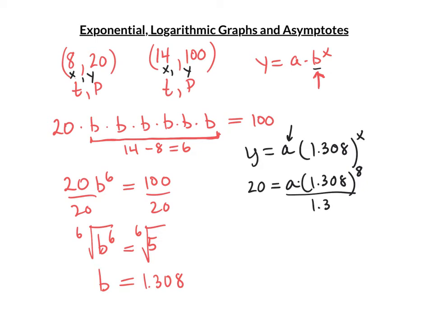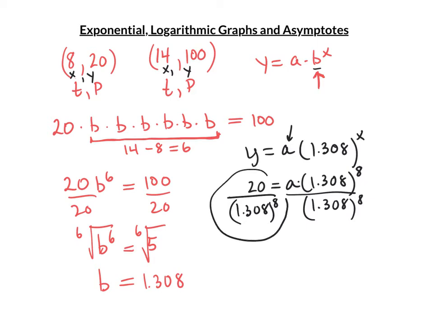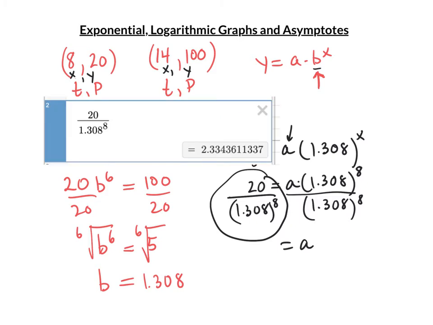Divide both sides by 1.308. Don't forget, it's to the 8th power. Both sides. Plug this into Desmos, and you know what a is. a is 2.334 to the thousandth. We now know our equation is y equals 2.334 times 1.308 to the power of x.